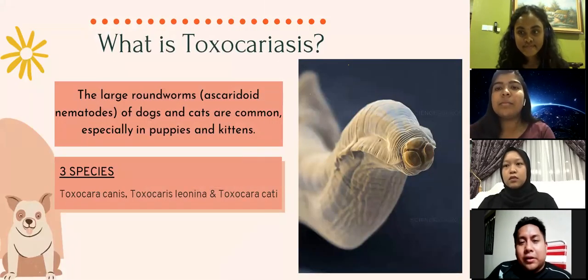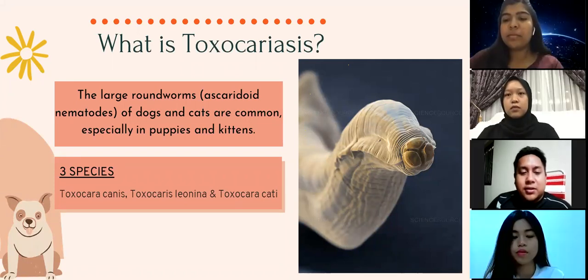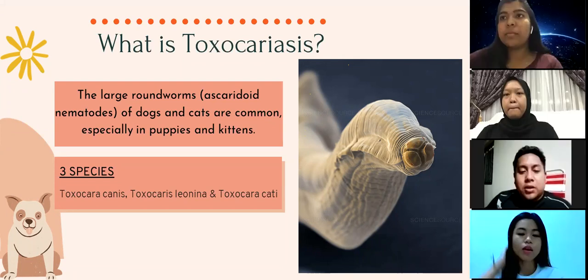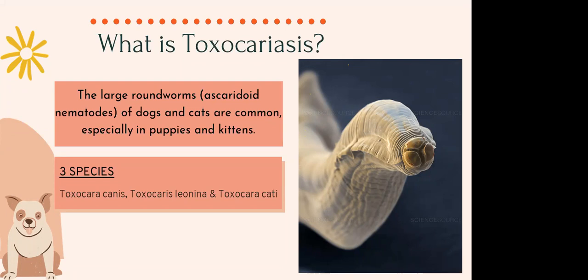What is toxocariasis? As we know, the large roundworms, which are ascarid nematodes of dogs and cats, are common, especially in puppies and kittens. The three main species that we always hear about are Toxocara canis, Toxocara leonina, and Toxocara cati.